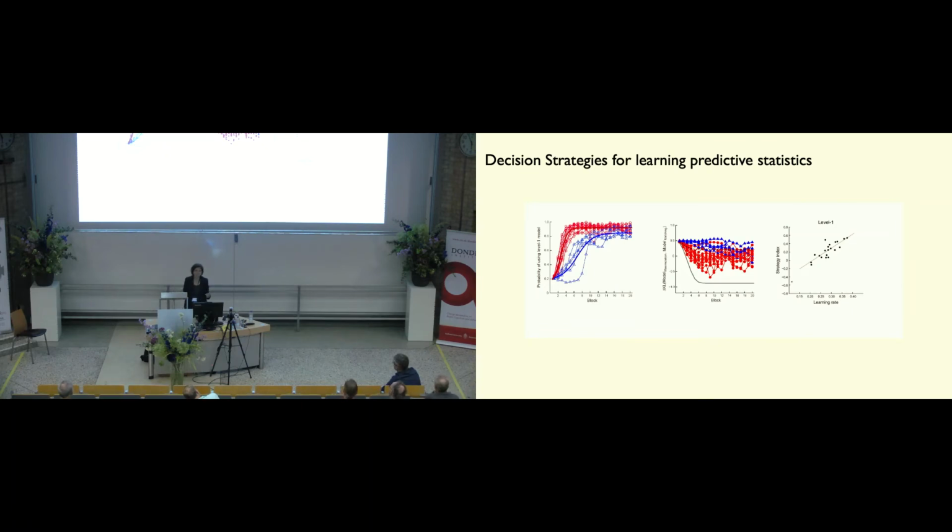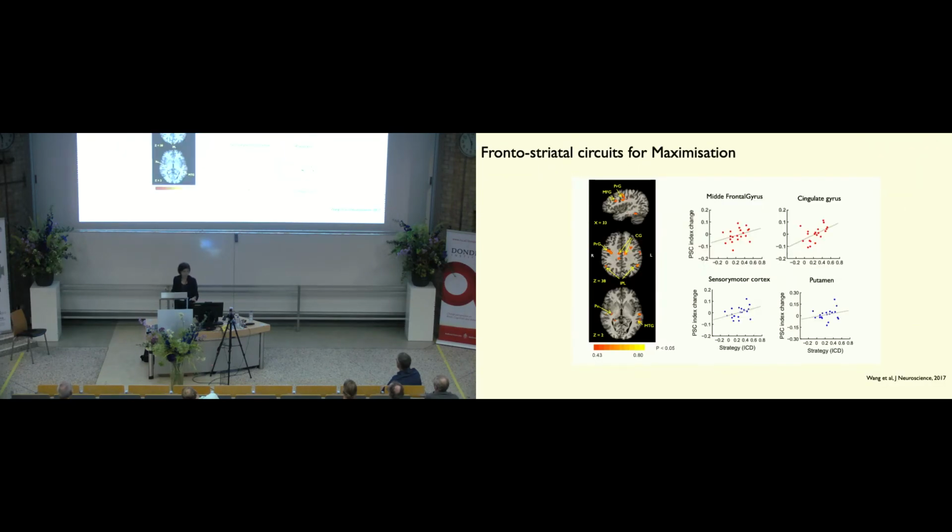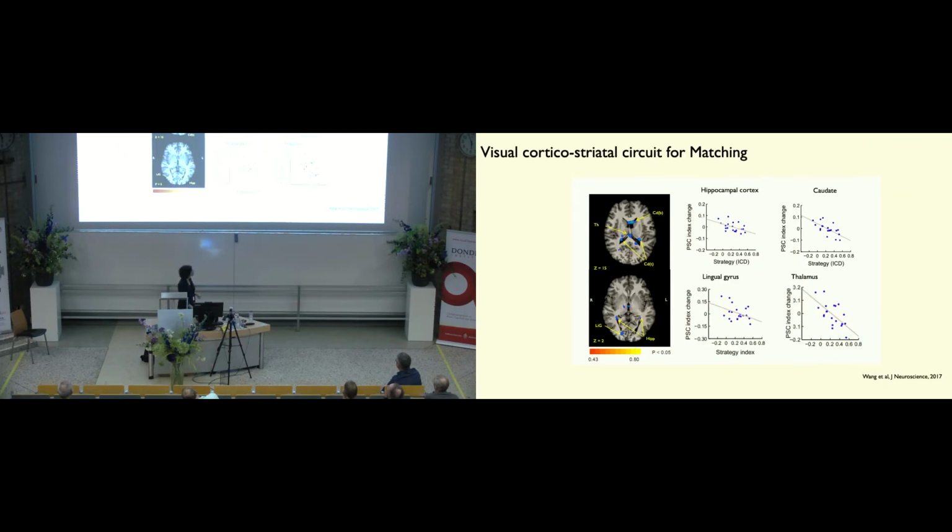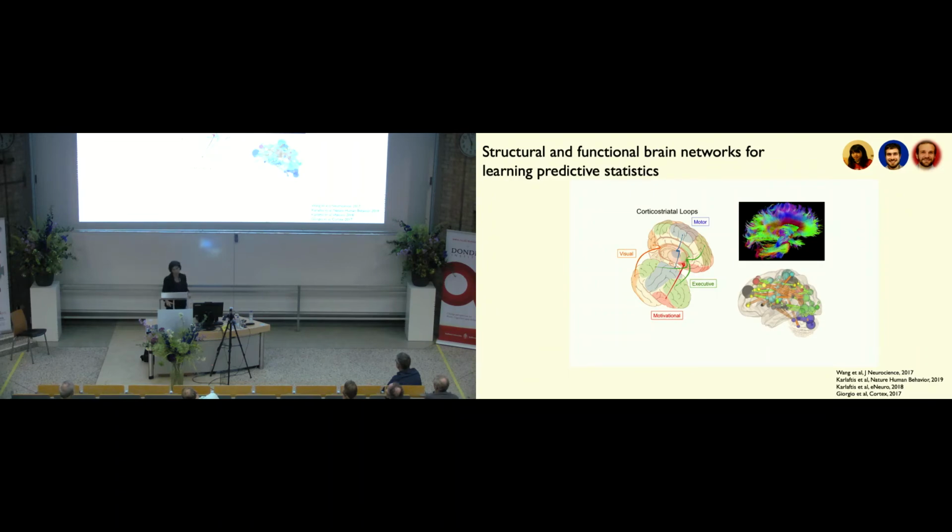So instead of looking at brain circuits that may be involved when we learn simpler versus more complex statistics, we changed path really, and we used this strategy as a regressor in the analysis of both functional and structural imaging data to try and understand what networks support this individual variability in learning and support these decision strategies. And this is work that Ray Wang did in my lab together with Vasilis Karlaftis and Joseph Georgiou. So we looked here at both structural and functional plasticity and circuits.